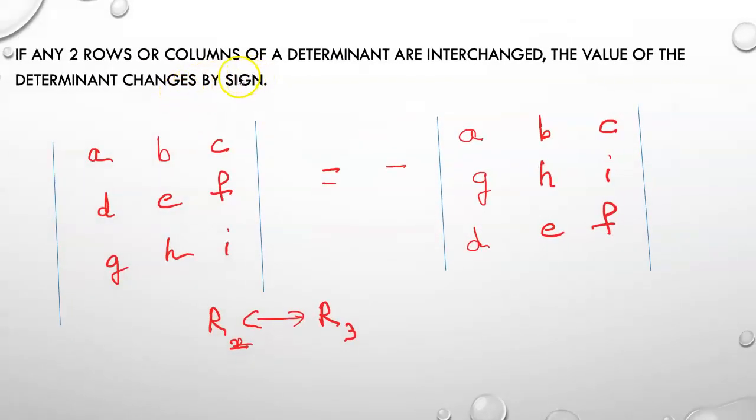If any two rows or columns of a determinant are interchanged, the value of the determinant changes by sign. Here we have interchanged the second and third row. So the value of the determinant is negative. And this is how you denote the interchange symbol.